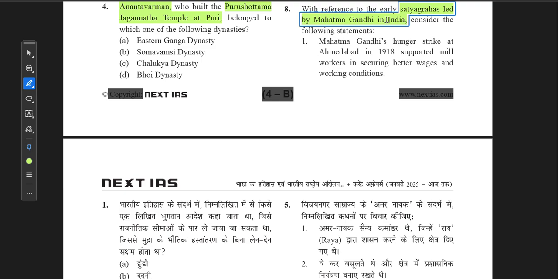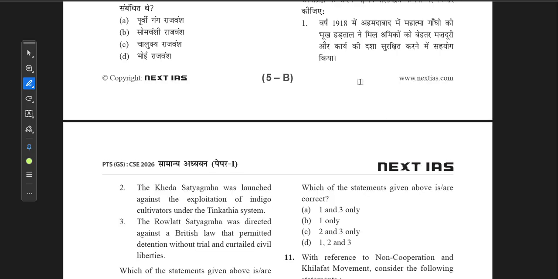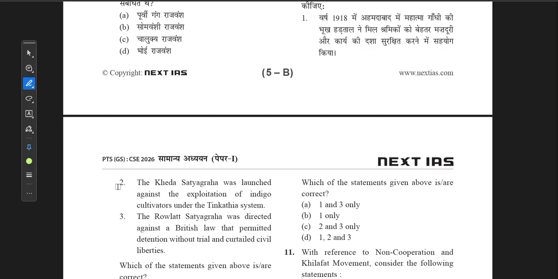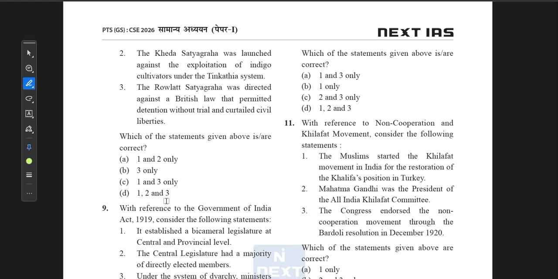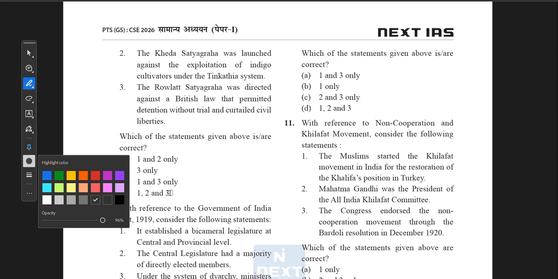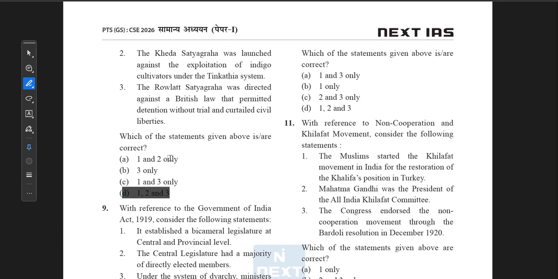Statement one: Mahatma Gandhi's hunger strike at Ahmedabad in 1918 supported mill workers in securing better wages and working conditions. First, now second: the Kheda Satyagraha was launched against the exploitation of indigo cultivation. No, this is wrong, because this was not in Kheda, but in 1917 in Champaran. So two is wrong. If we remove statement number two, which is also here in A, then A and D are gone. So we are left with two options.